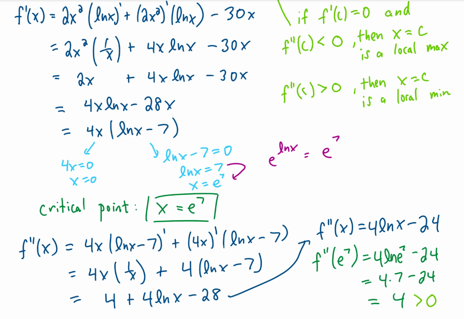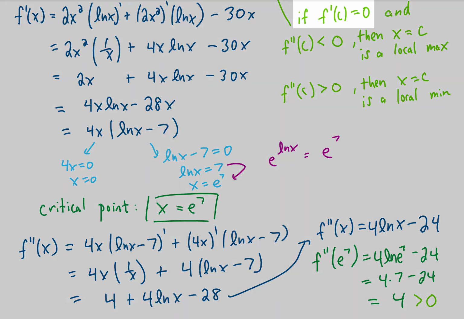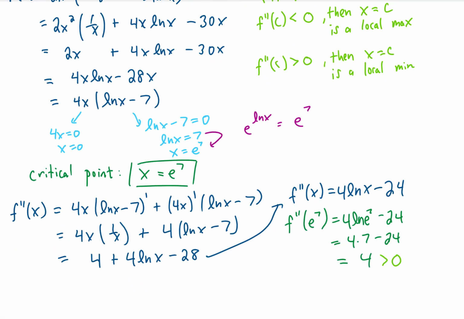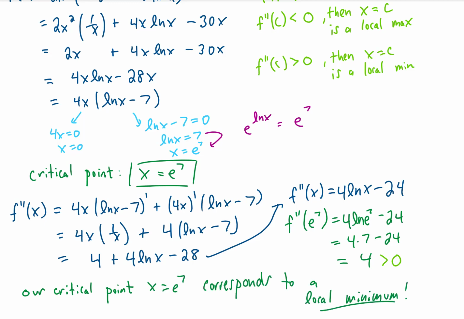So by our second derivative test, we had a critical point such that the first derivative was equal to 0 and the second derivative is positive. Then what that means is that the critical point that we found corresponds to a local minimum. So I'm going to make a little space and write that down. And okay, I think that's going to do it for that problem.